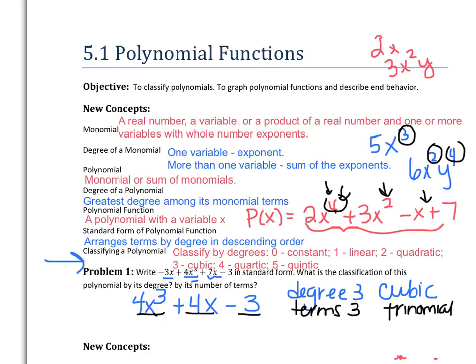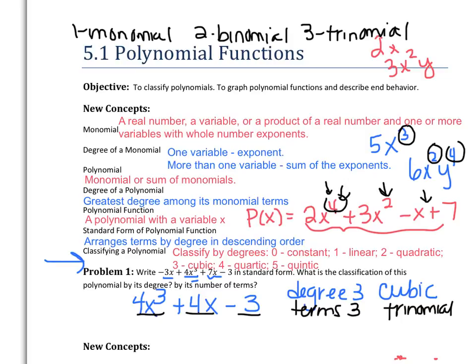Just to go over classification by number of terms, we'll write it up here on the top. If you have 1 term, it's a monomial. If you have 2 terms, it's a binomial. If you have 3 terms, it's a trinomial, and after that we just call them polynomials. So if it's anything more than 3 terms, you can classify it as a plain old polynomial. So again, identify the degree, name it based off of the degree, and then by number of terms.